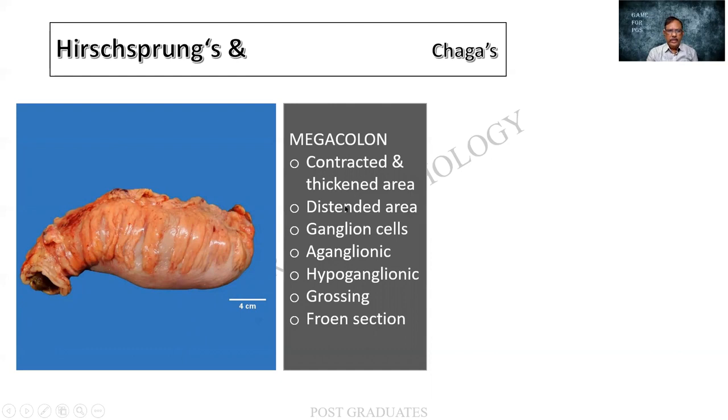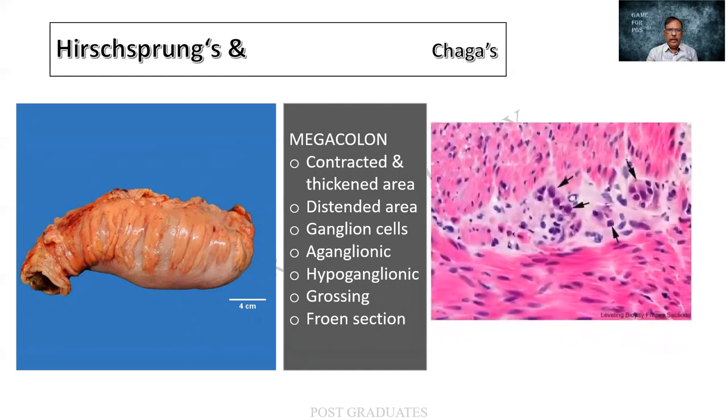So identify the distended area, and then you will have to look for the ganglion cells. Ganglion cells are large macrophage-like cells which have pale nuclei. And these are usually found between the folds of the muscle, the inner circular and the outer longitudinal muscles, between which you will be finding the ganglion cells. But the importance of a pathologist will be to find whether the segment is ganglionic, aganglionic, or even hypoganglionic. And we will have to report accordingly.